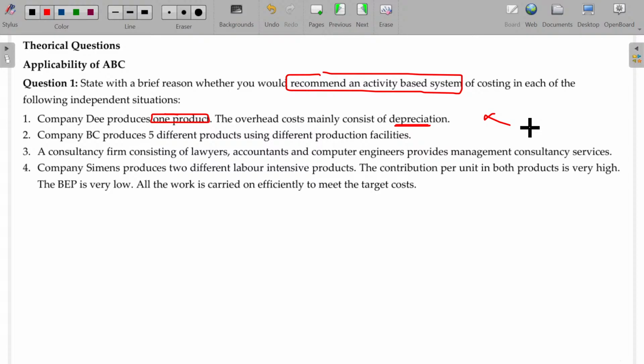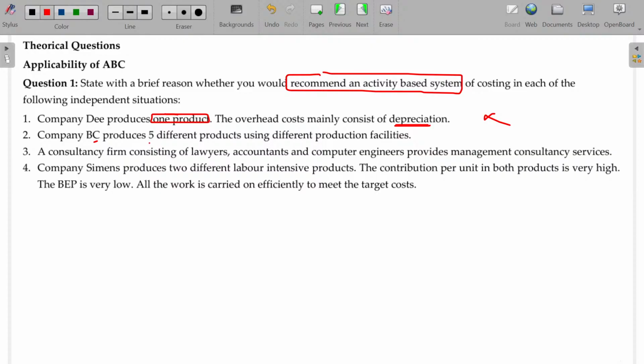When we have multiple products and consumption of resources may not be the same, A consumes higher, B consumes lesser, only then ABC comes. A also consumes the same, B also consumes the same. 10 students are going to the restaurant for dinner or whatever it may be. All consumed 4 idlis per head. Then whatever the cost you have, you can split directly, no problem here. So two reasons. The products should be more than one, and the resource consumption by these products is not the same. In that case, only ABC is required.